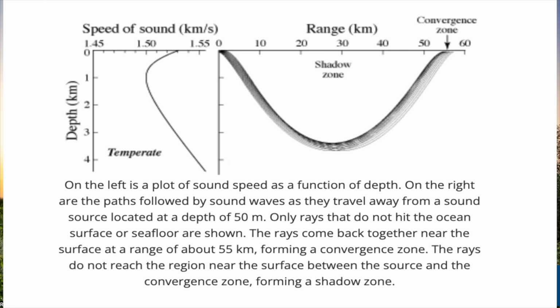And sound paths from a source near the surface come together, or converge, creating regions of higher sound pressure at about the same depth as the source, every 50 to 60 kilometers away from it. These regions of higher sound pressure are called convergence zones. In between the convergence zones, there are regions of lower sound pressure, and these are called shadow zones.